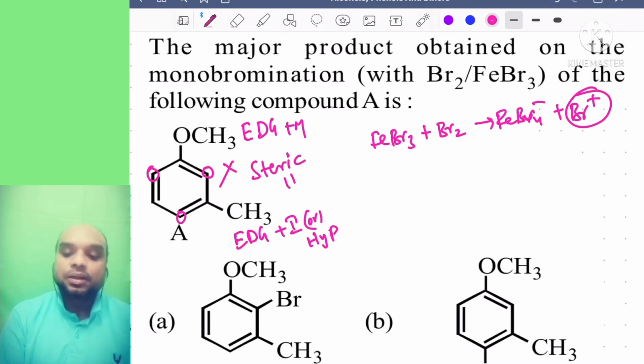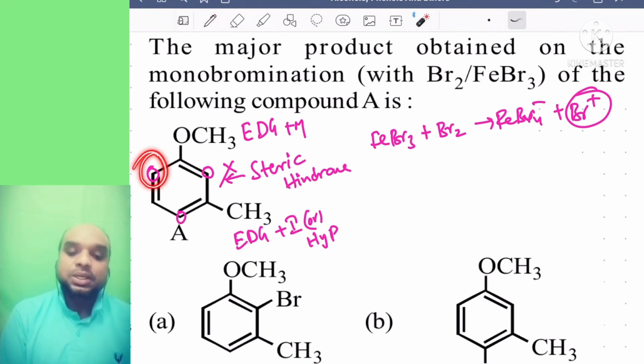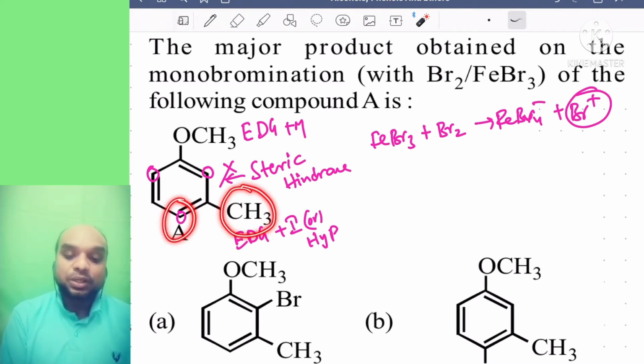In this place there is more steric hindrance, so that place is not possible. And next, either this place or this place. The methoxy group gives more electrons to this place and this place also, so no problem, because the resonance effect acts equally at the ortho and para positions. But the methyl group shows an inductive effect, so it gives more electrons to the ortho position, because it is the near position, and fewer electrons to the far position. So the methyl group gives more electrons to this position and fewer to this.